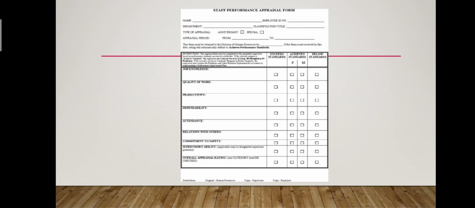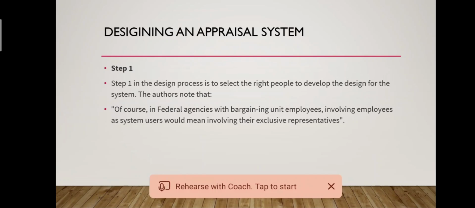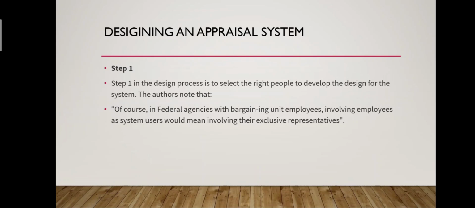Next is designing an appraisal system. Step 1. Step 1 in the design process is to select the right people to develop the design for the system. The authors note that, of course, in federal agencies with bargaining unit employees, involving the system users would mean involving their exclusive representatives. Step 2.